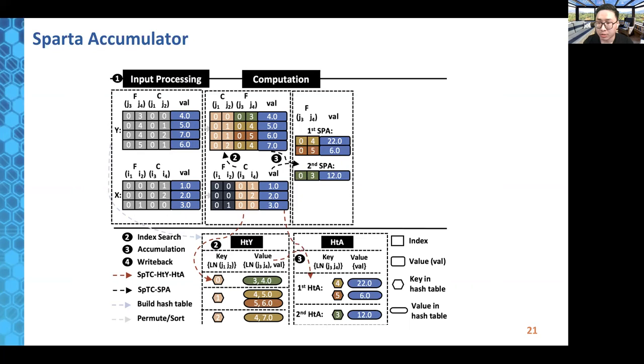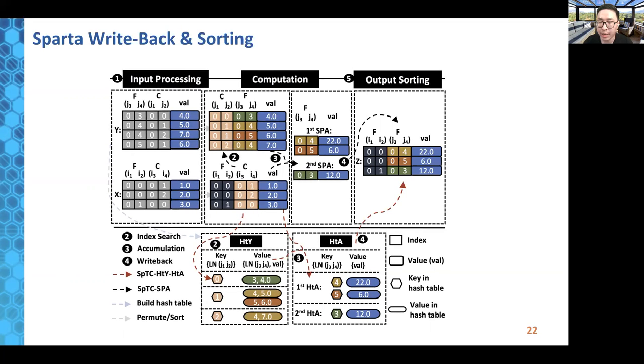In the accumulation stage, instead of using dynamic arrays as the previous approach does, we also employ the hash table-based representation for the sparse accumulator. We then use the free modes stored in the Y hash table as the key to search the corresponding intermediate results in the hash table accumulator. Finally, we write the intermediate results in the hash table accumulator back to the output tensor. The hash table-based solutions solve the multidimensional challenges in sparse tensor contraction.